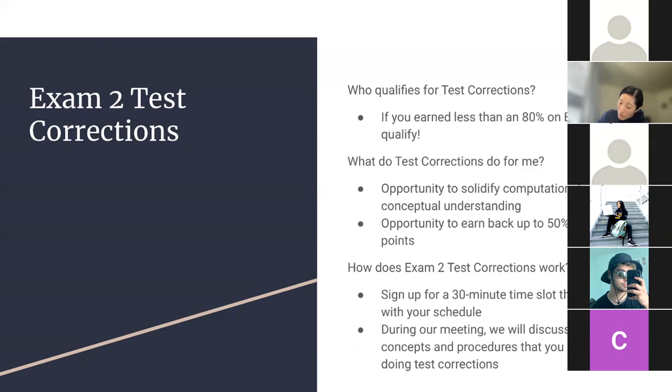Okay, so how do the test corrections work? You're going to sign up for a 30-minute time slot that hopefully works with your schedule. During our meeting, which will be a one-on-one meeting, we'll discuss the concepts and procedures you learned in doing your test correction. The purpose of that is to think about not just, all right, I made the correction, now I could get the points, because it's not really about the points, but I made the corrections and this is how I feel like I've grown as a mathematician or as a student in this class, okay?